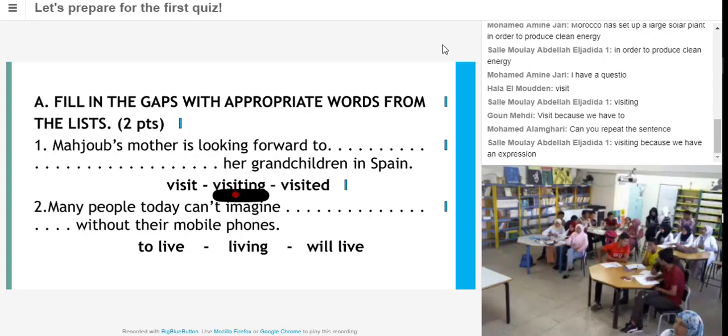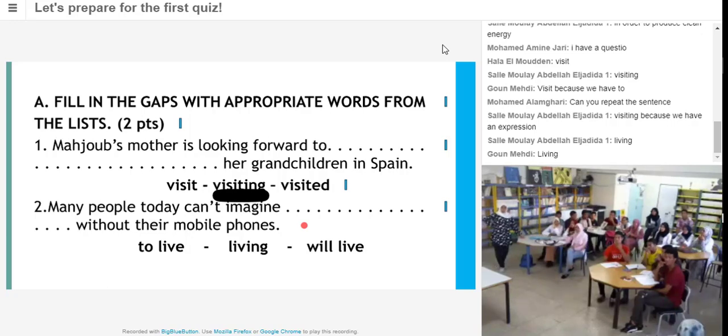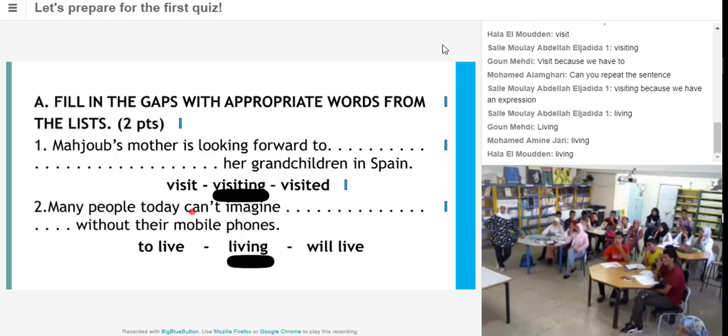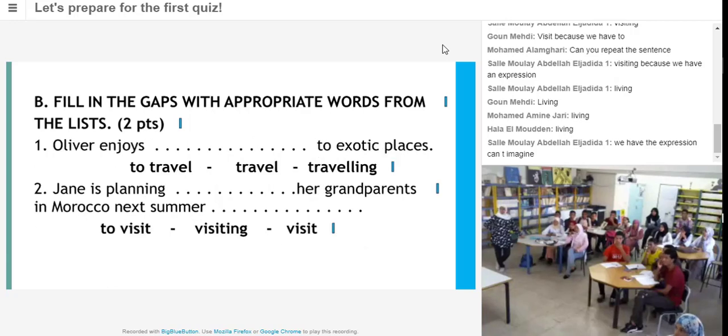Okay, so you can add that to your notes. Number 2. Many people today can't imagine without their mobile phones. Live. To live. Live in. Others, can you write your answers, please? Mehdi, live in. That's excellent. Okay, so the right answer is living in. And again, when you have can't imagine, can't resist, can't help, these expressions are always followed by gerund form. That's right. That's excellent. Another exercise, I took it from another national exam question, which is in 2014.